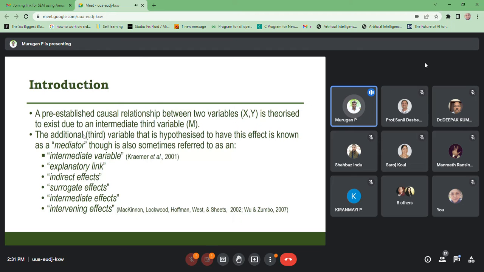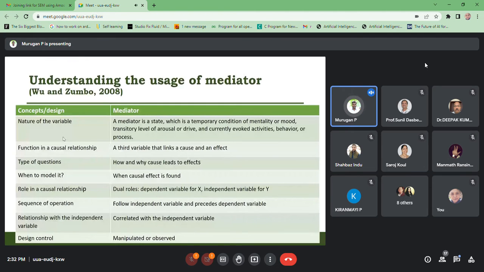Sometimes this mediator is also referred to as intermediate variable, explanatory link, indirect effects, surrogate effects, intermediate effects, intervening effects, and so on. So these are other terminologies used in the literature to refer to what is a mediator. Any questions so far?